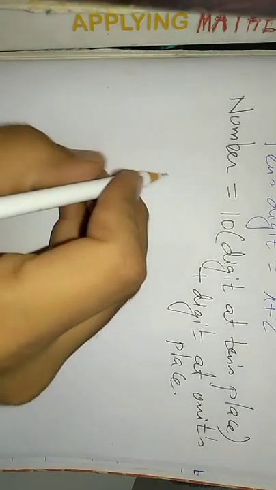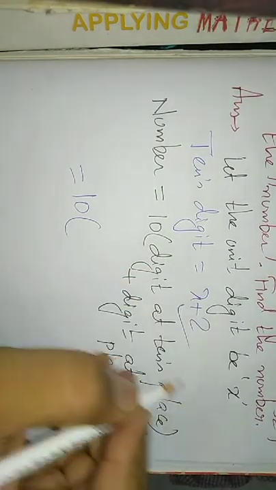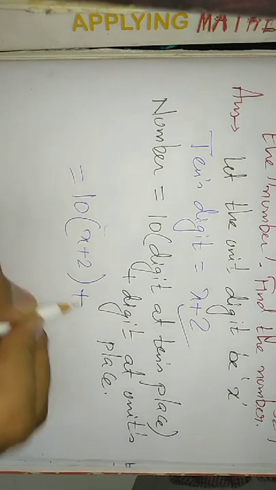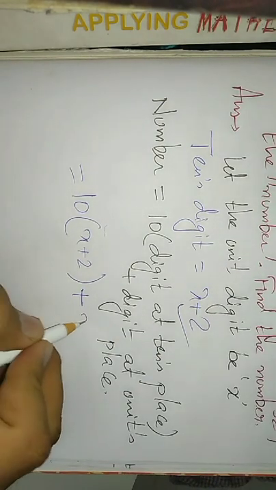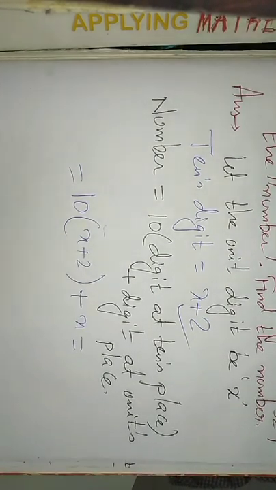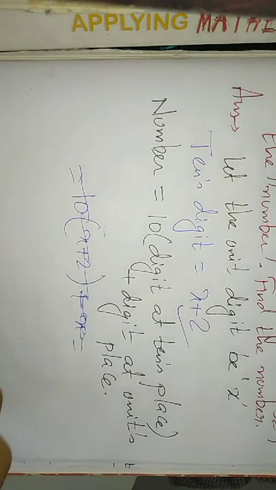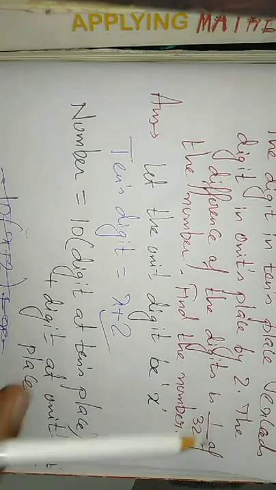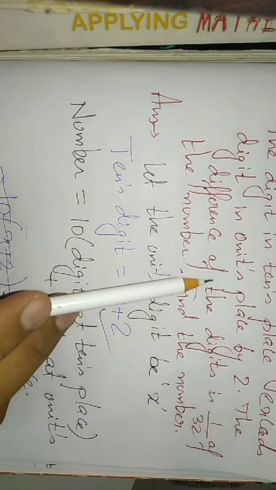Now this is equal to, what is the digit at tens place? X plus 2, plus the unit digit x. We don't actually need to simplify this yet, because of the main problem they have given: the difference of the digits is 1 by 32 of the number. So what will be the difference of the digits?